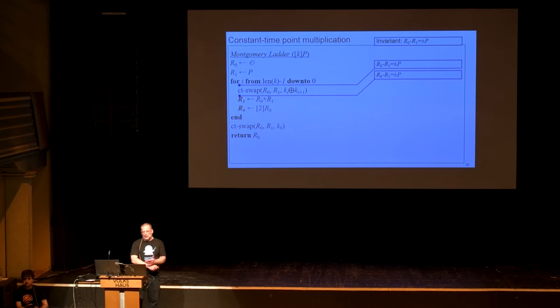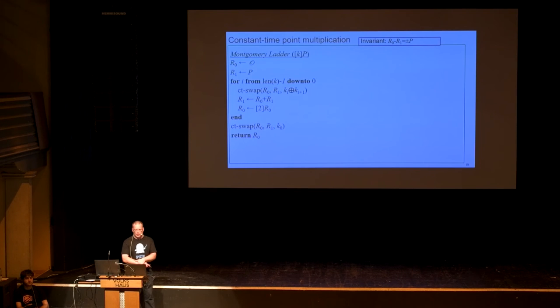After the swap, if it was P, it will be minus P; otherwise, if it didn't swap, it will remain the same. And if we look at the add and double, we can see that basically it adds R0 to both R1 and R0, and so the difference does not change. This goes back to the beginning of the loop, so we can use induction and prove that.